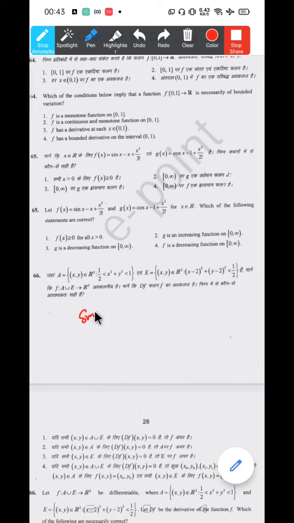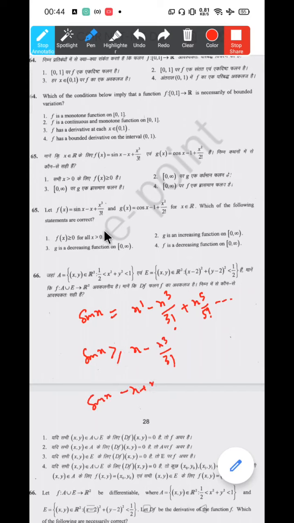See, sin x is equal to odd power, no? x raised to 1 minus x cube upon 3 factorial plus x raised to 5 upon 5 factorial, like this, correct? So what can you say? Sin x is always greater than, if I take only two terms, x minus x cube upon 3 factorial. So first one is true, correct?